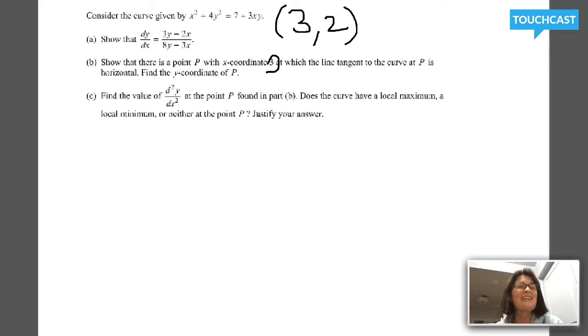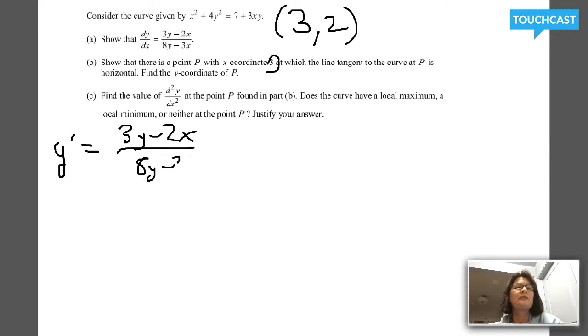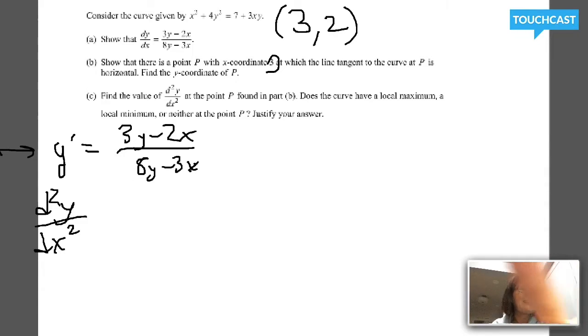So I'm asked to find the second derivative, the value of d squared y dx squared at 3, 2. And then there are some questions for me to answer. So I know dy dx, I'm going to call it y prime just for convenience here, 3y minus 2x over 8y minus 3x. And I'm going to need to find the derivative of y prime. So the derivative of dy dx is d squared y dx squared. Notice y prime in that first line I wrote here is isolated, so I don't have to use implicit differentiation here. I'm going to have to use the chain rule for sure.